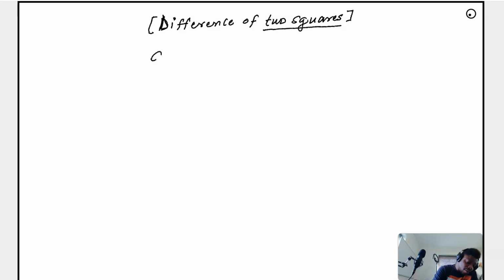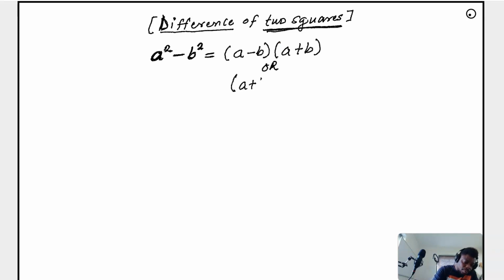So meaning if I have a squared and b squared, these are two squares. And this says difference, so meaning subtraction. So when you have a squared minus b squared, this can also be expressed as a minus b and a plus b. Or you can write it as a plus b and a minus b. Still the same thing. You have the same answer.